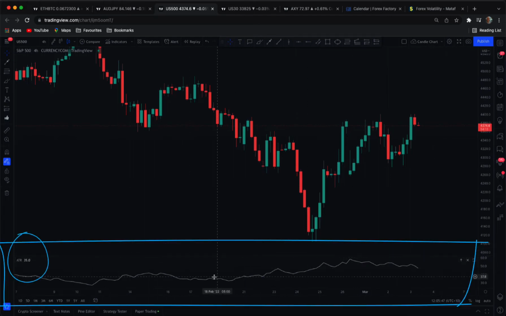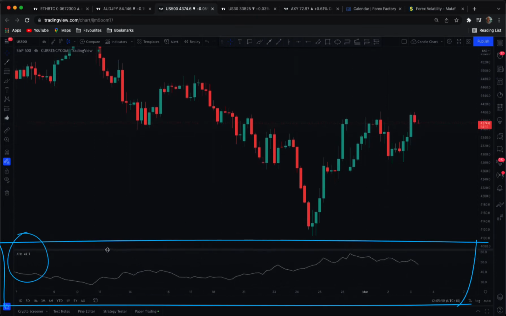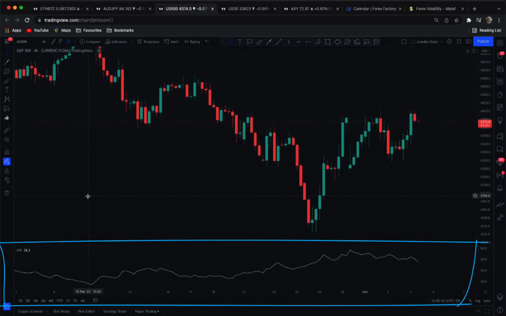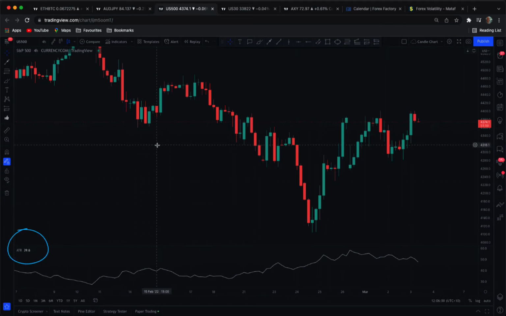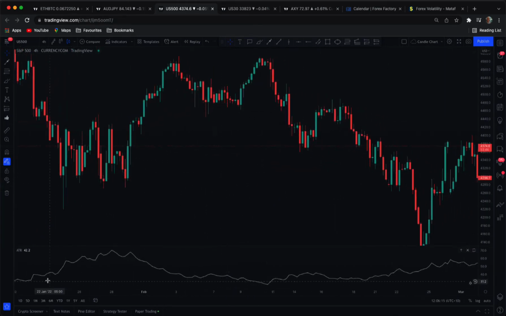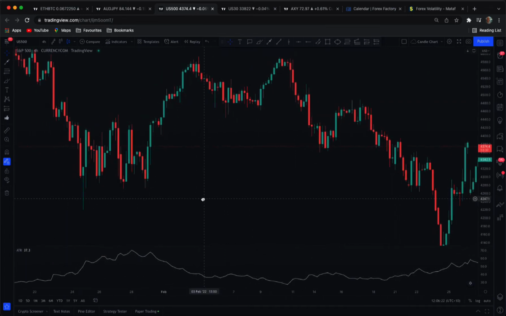This is the average true range we have down here at the bottom of the chart. You can do a search in indicators for ATR or average true range and introduce it to the chart. It's got a number over here on the left, as you can see as I'm scrolling through these candles. The average true range changes accordingly. We can see the average true range rising and descending, ascending, descending.